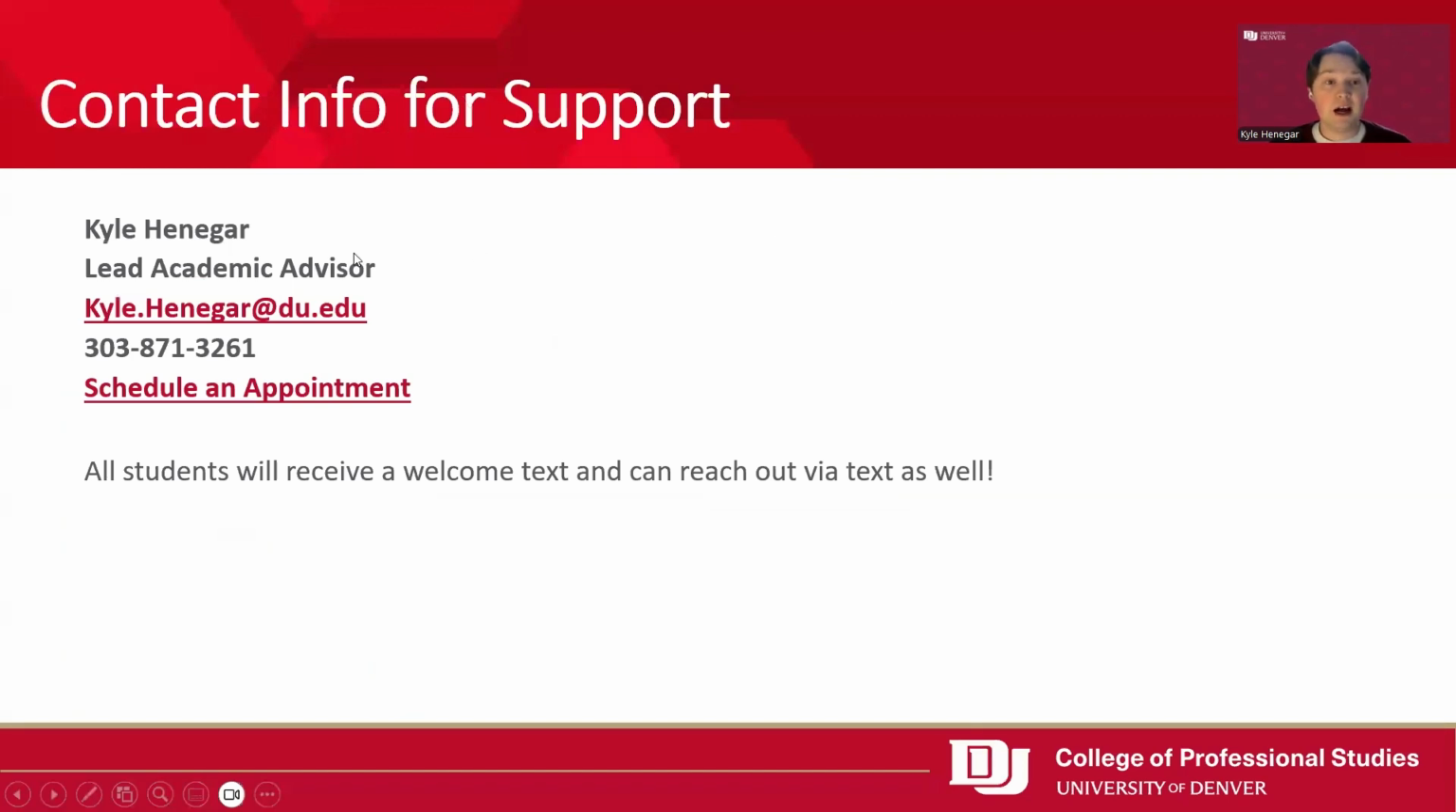And then lastly, this is my contact information. If you ever need to get a hold of me, my email is here. This is my phone number to call me. There's a link to schedule an appointment with me if you wanted to put some time on my calendar for a Zoom or a phone call. If you have not gotten a copy of this PowerPoint, feel free to ask, and I can get you a copy as well. And you should have also received a welcome text from me when you were admitted into the program. You can text that number. That goes right to me. Really, whatever way you feel comfortable communicating with me is totally fine with me.